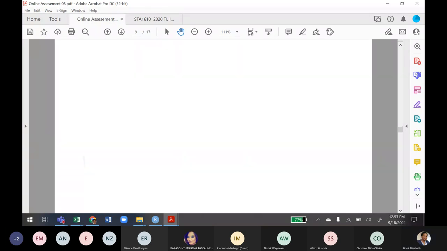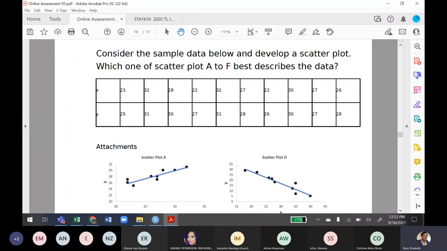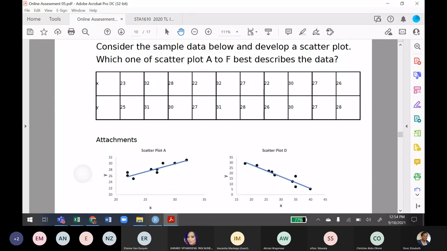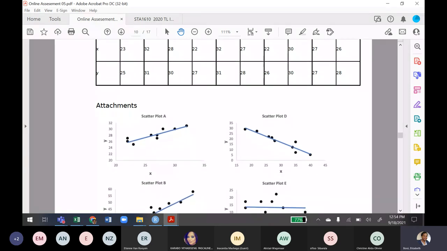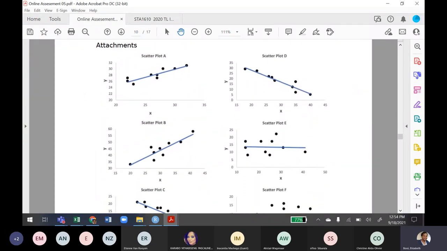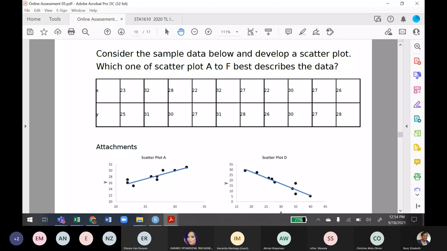Part 8, nothing. Oh, there it is. Okay, consider this information. What we didn't do in the template is create the scatter plot. But anyway, consider the sample data below and develop a scatter plot. Which one of these scatter plots, A to F, best describes the data? Okay, so now we need to look at this data. Our data says 23 and 25, which makes life difficult now.